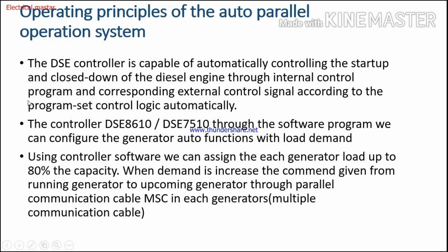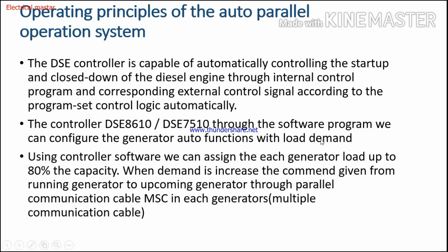Now we will see the operating principle of the auto parallel operation in the DeepSeek controller. We know the DeepSeek controller can automatically start and stop the generator as per our program design. With the controllers 8610 and 7510, through the software program we can configure the auto function with the load demand. With a normal DeepSeek controller, the auto function starts the generator whenever the main supply fails. But here, with the 8610 or 7510, the auto function works with the load demand.